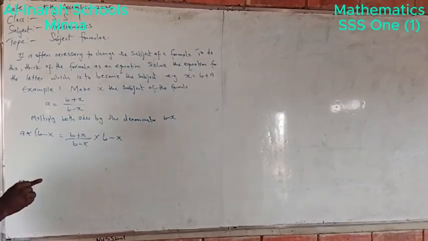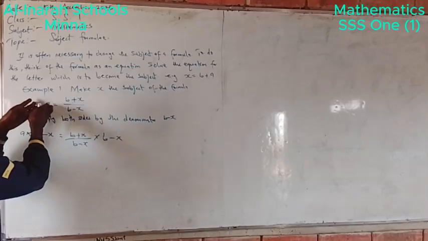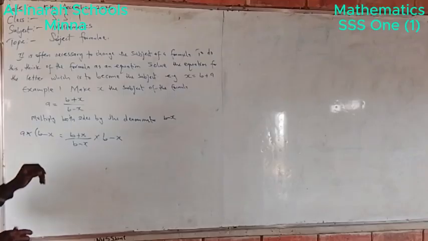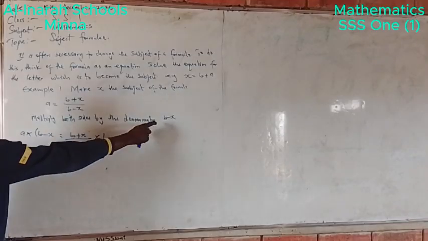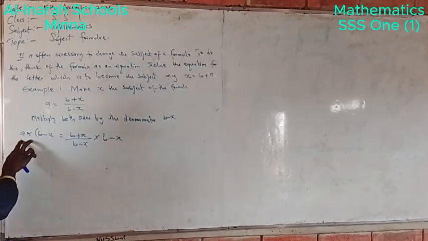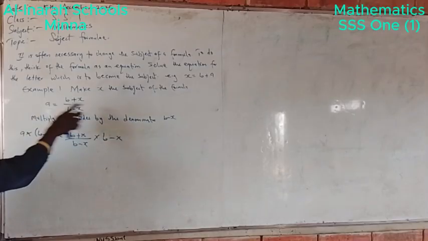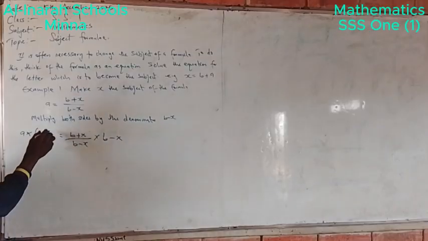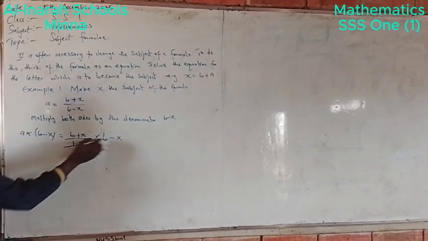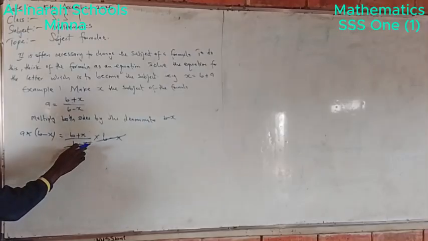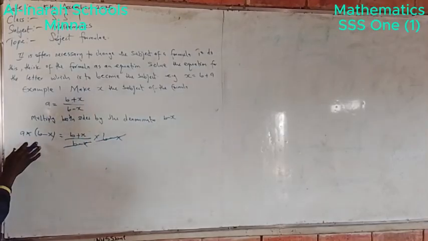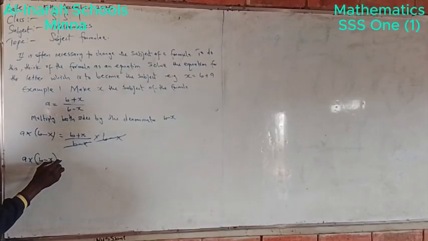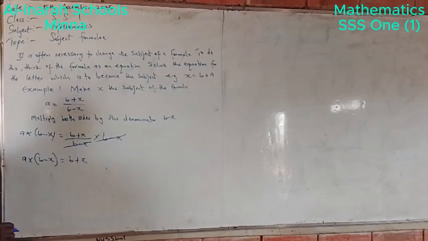As I said earlier, we have two equations on the board: a and b plus x over b minus x. Multiply both sides by the denominator, which is b minus x. We have multiplied both sides, a times this, and this by b minus x. Now, for us to clear this fraction, b minus x will cancel b minus x because they are the same. We will be left with a times bracket open b minus x bracket close is equal to b plus x.